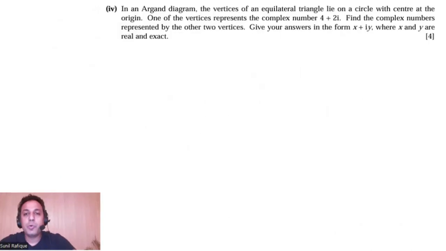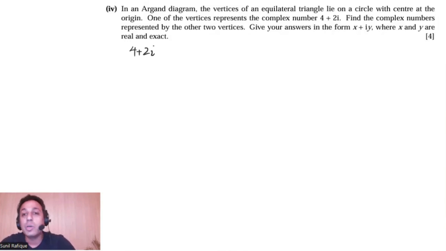So this is part 4 of the same question. In an Argand diagram, the vertices of an equilateral triangle lie on a circle with center at the origin. One of the vertices represents the complex number 4 + 2i. So 4 + 2i is one of the vertices. Find the complex numbers represented by the other two vertices. Give your answer in the form x + iy, where x and y are real and exact.